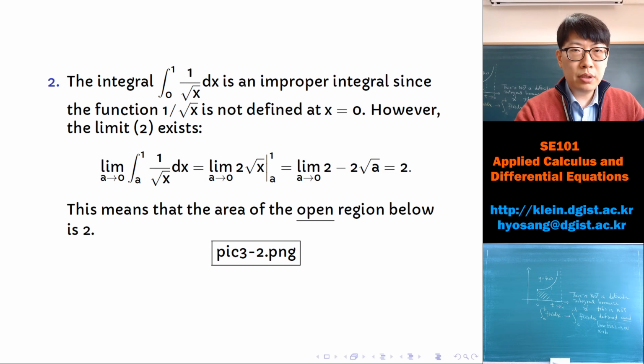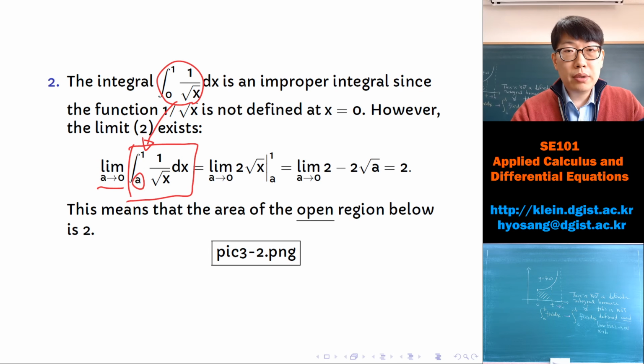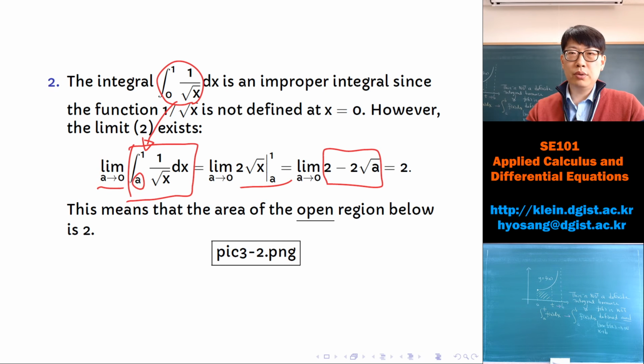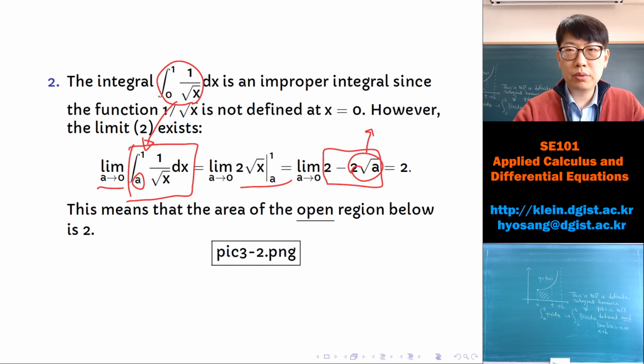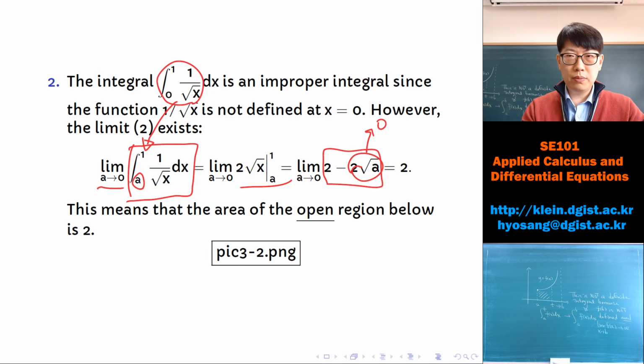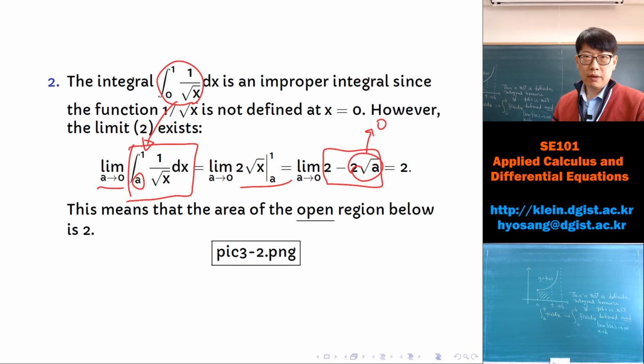So let's try to follow the definition. First, in order to compute this improper integral, you have to take the limit by sending the lower limit of the integral, say a, to 0. When you do the definite integration, you get this formula, 2 minus 2 square root of a, and when a goes to 0, this part goes to 0, so you get 2. So that improper integral exists.